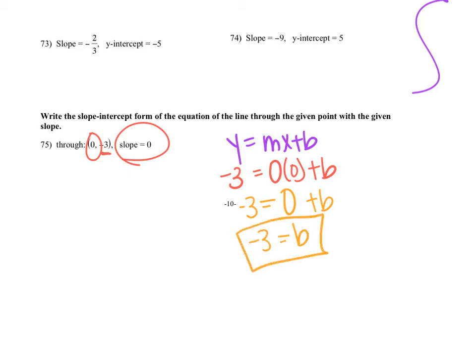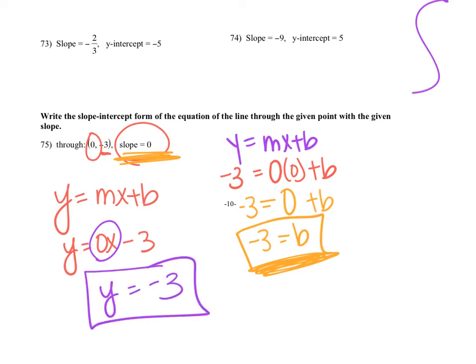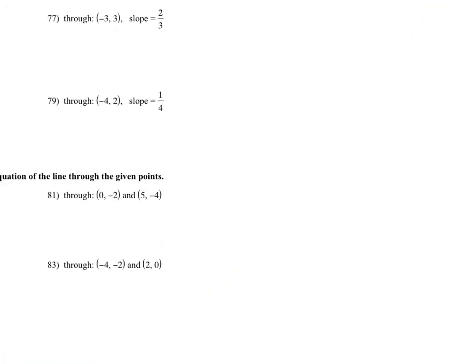Now that I know my slope and my y-intercept, I can write down my equation. So y equals mx plus b. So y equals 0x minus 3. And because I don't have an x, I can simply say y equals negative 3. And this would be my answer. Let's try a few more. I'm going to zoom in so that I can do this on the right side.